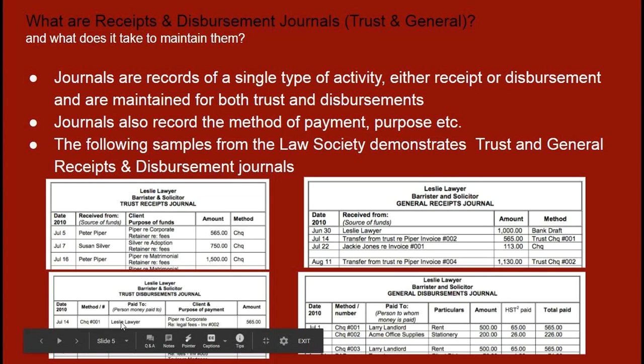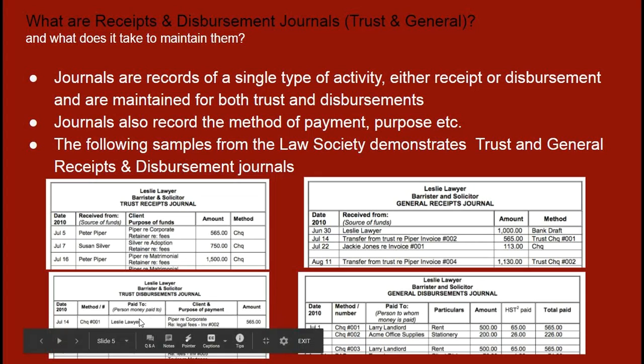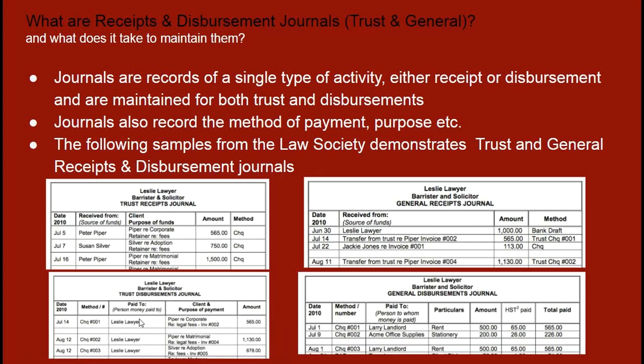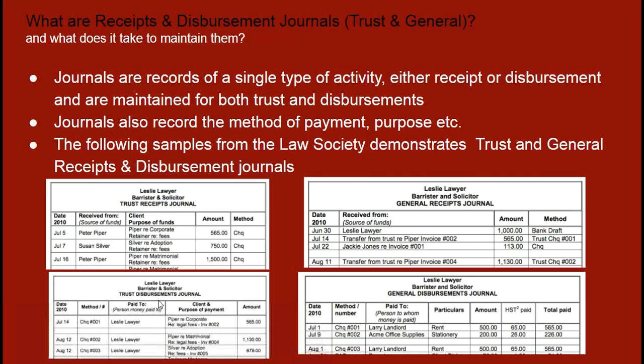Who do you pay that money to? If you're paying disbursements from the trust account, then of course you need to tell the Law Society this is money leaving your trust account, and hence who was it paid to, and the amount and the purpose. So there's receipts and disbursements. There are 2 types of journal documents.